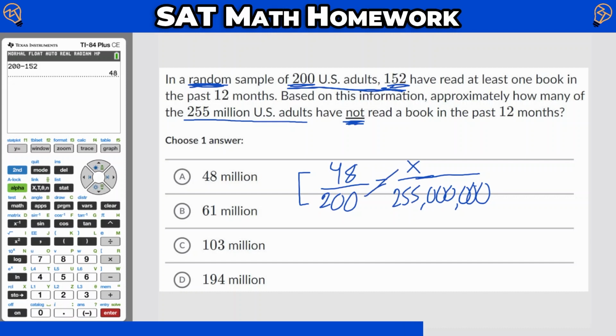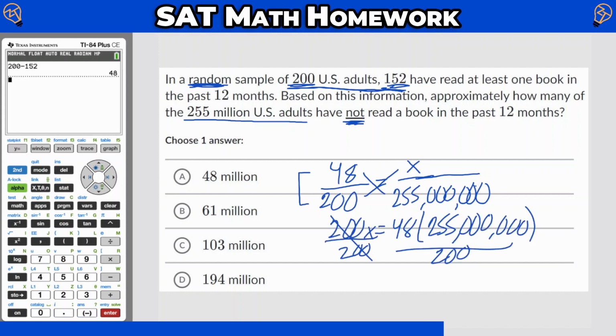So we could go ahead and cross multiply and divide by 200. And then when we put that in our calculator, 48 times 255 and then 6 zeros. And then we're going to divide by 200. We get about, we could throw in our commas here. Obviously we don't have to, we can see that it's clearly B because of the first couple numbers, but we get about 61 million and then 200,000.